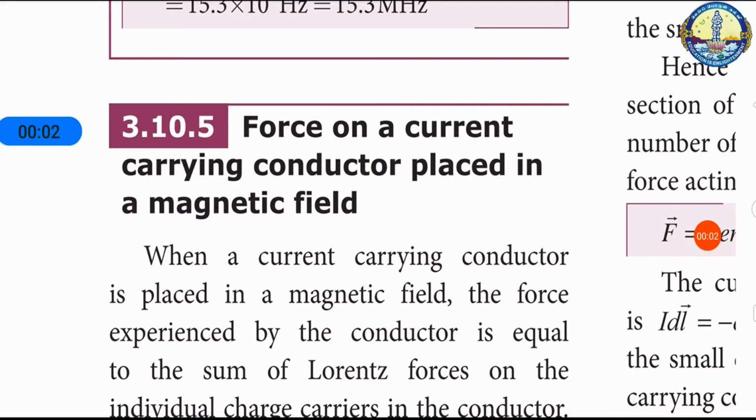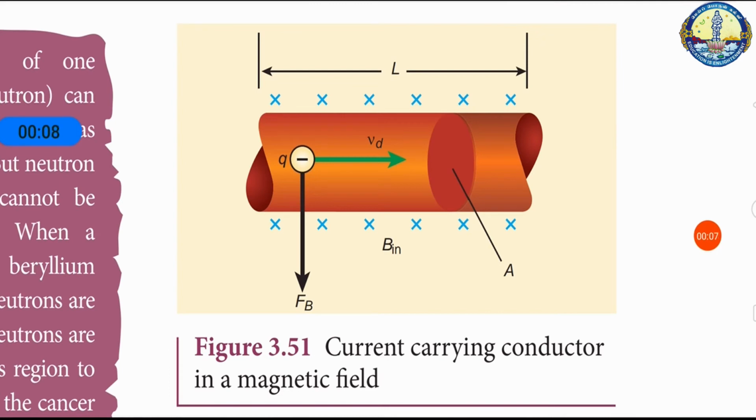Force on a current carrying conductor placed in a magnetic field. When a current carrying conductor is placed in a magnetic field, the force experienced by a wire is equal to the sum of the Lorentz force on the individual charge carriers in the wire. Consider a small segment of wire, length dl, with cross-sectional area A and current I as shown in this figure.